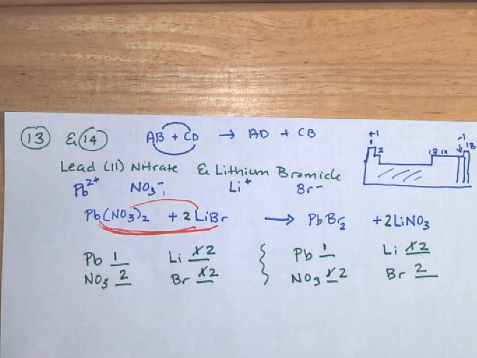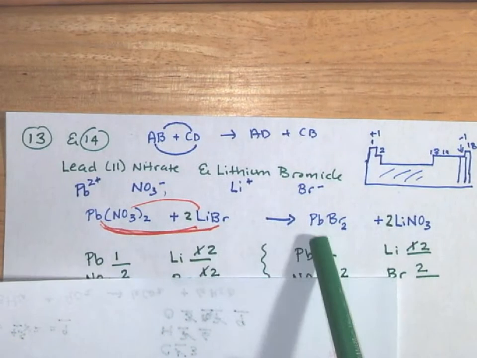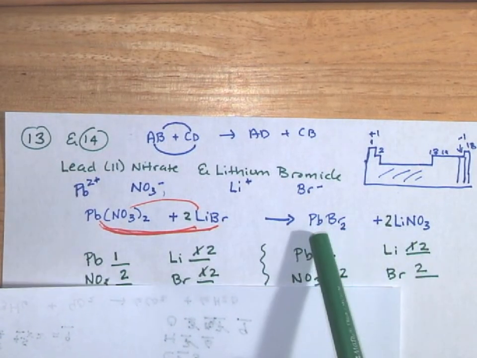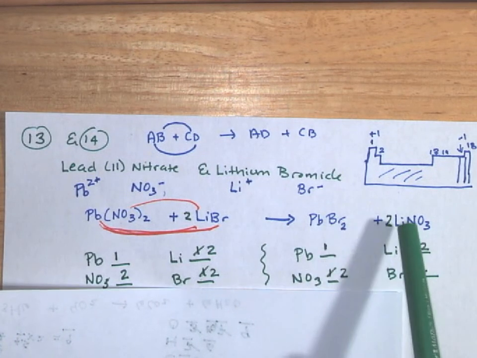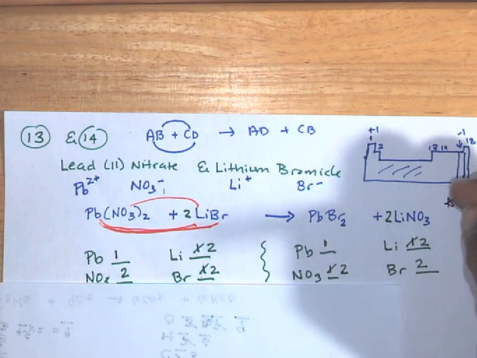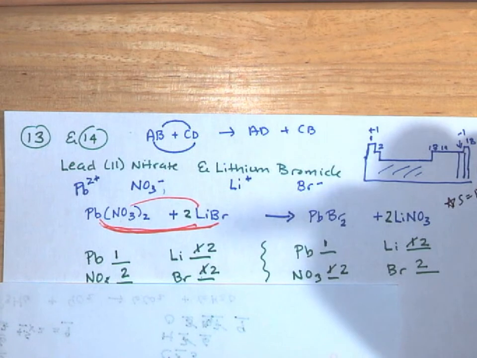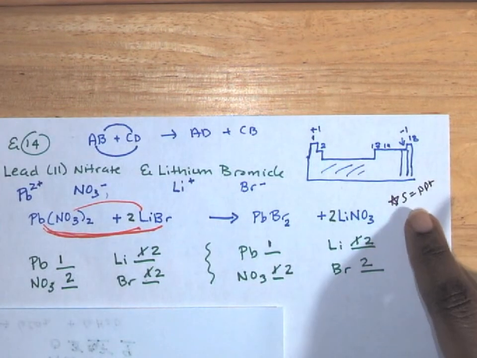So for question 14, it asks, which one of these is a precipitate? And so for that, you need to go to your solubility chart. What we're going to do is look at lead bromide and lithium nitrate and see if we see a solid. If we see S for solid, then we know it's a precipitate, because that means it doesn't dissolve, so it stays as a solid in solution.